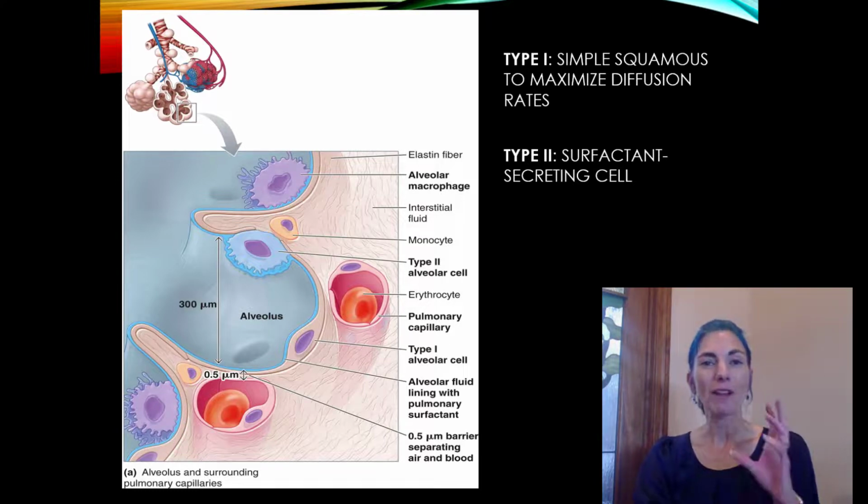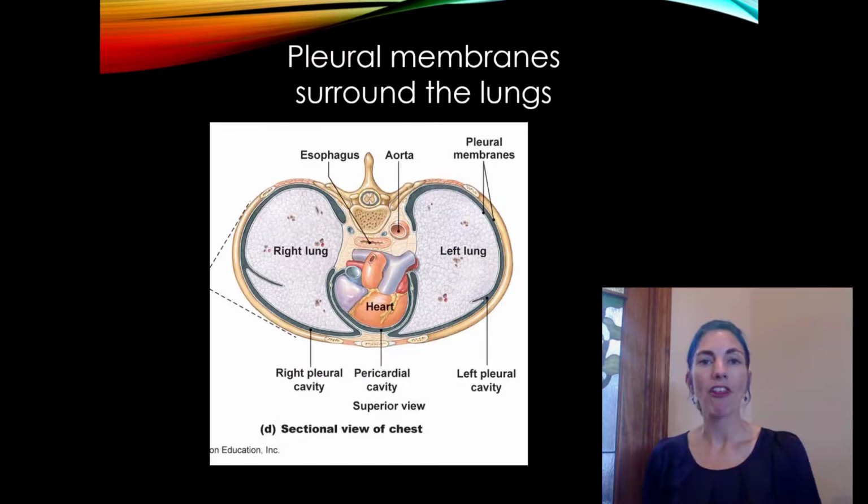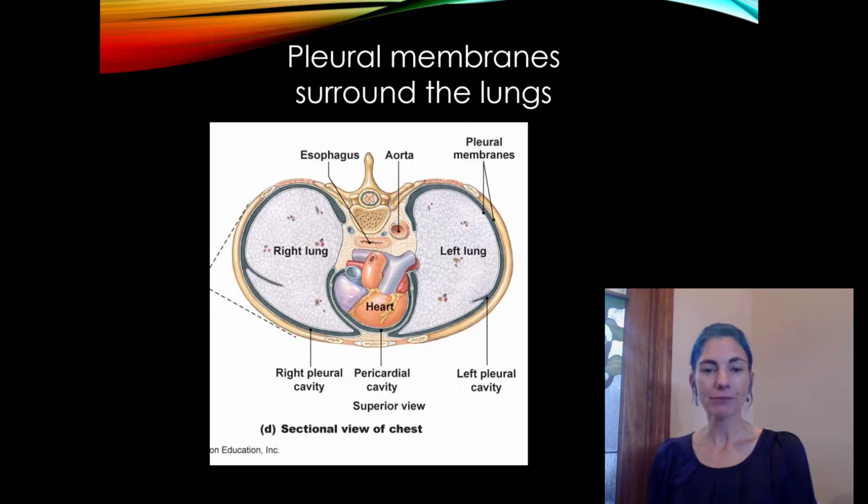Okay, so now that we've looked at the histology of the alveoli, we're going to pull away and look at some other associated anatomical features. One anatomical feature to look at are the pleural membranes. So the pleural membranes are serous membranes, if you are familiar with that term from anatomy, that surround the lungs. There are two of them, an inner layer and an outer layer.